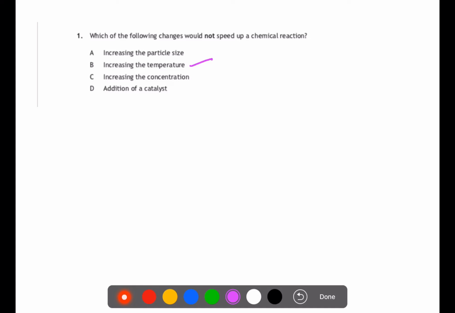Question 1. Which of the following changes would not speed up a chemical reaction? When you're trying to speed up a chemical reaction, you're trying to increase the number of collisions between particles or increase how hard they hit each other when they do collide. To do this, you can increase the temperature, increase the concentration, or add a catalyst. When changing particle size, you would decrease the particle size as this would increase the surface area and therefore the area available for collisions to take place. So A will not speed up a chemical reaction.